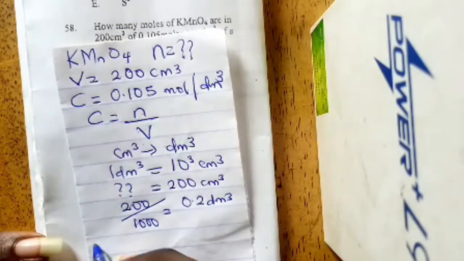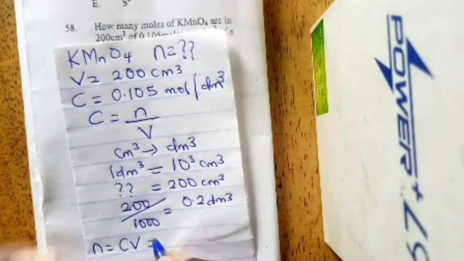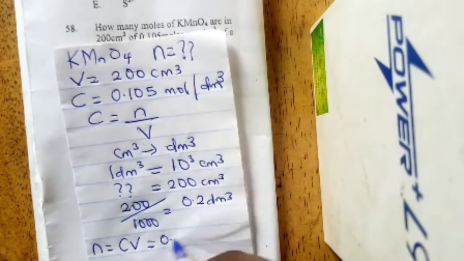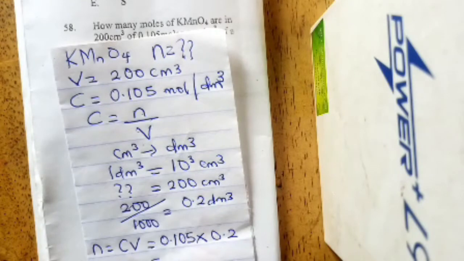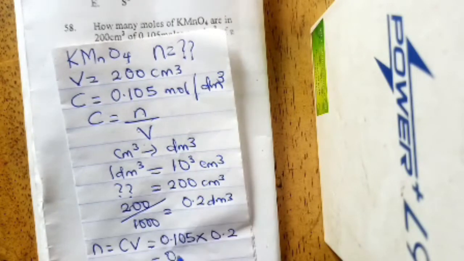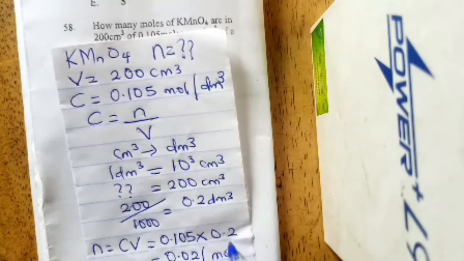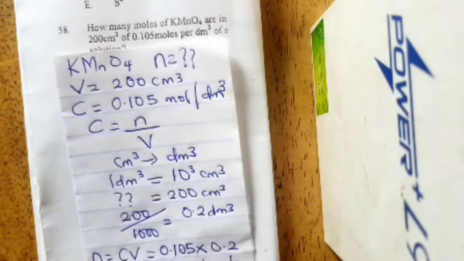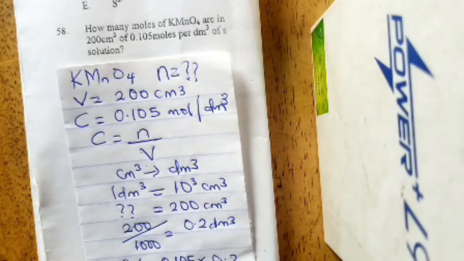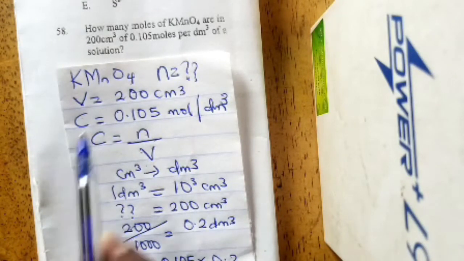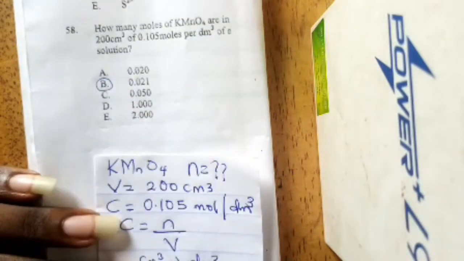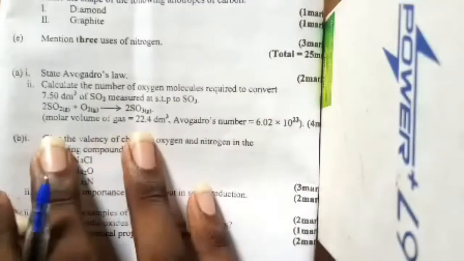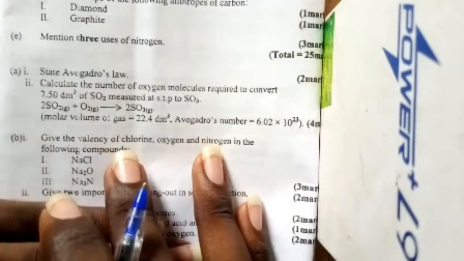So now we can come back to our formula. To find the number of moles, n is equal to CV. Our concentration is 0.105 and our volume is 0.2. Multiplying this gives us 0.021 mole. So the number of moles of potassium tetraoxomanganate 7 in this volume of solution is 0.021.